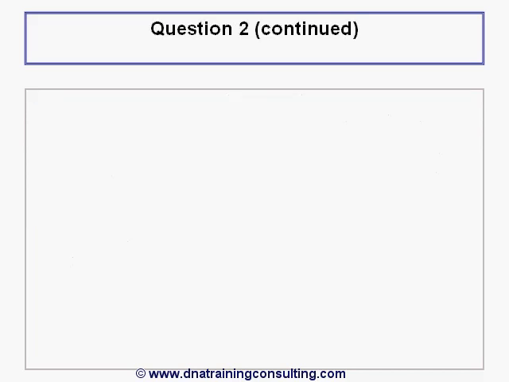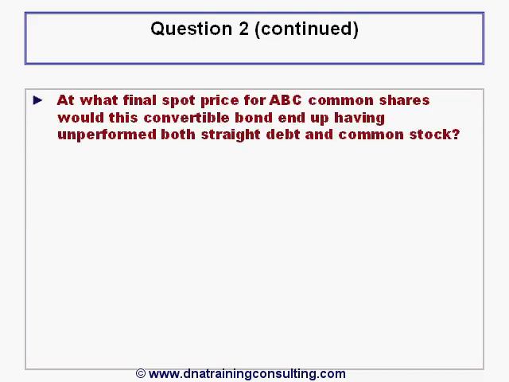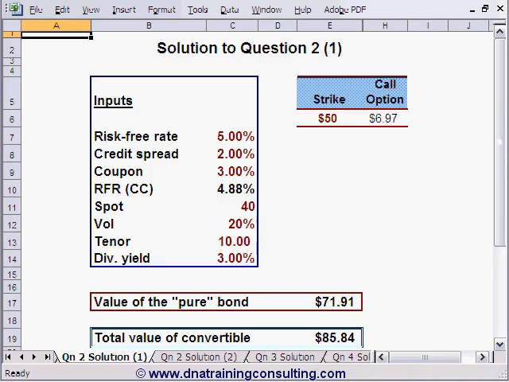At which final spot price for ABC common shares would this convertible bond end up having underperformed both straight debt and common stock. Here are the 4 permissible answers. Solution to question 2.